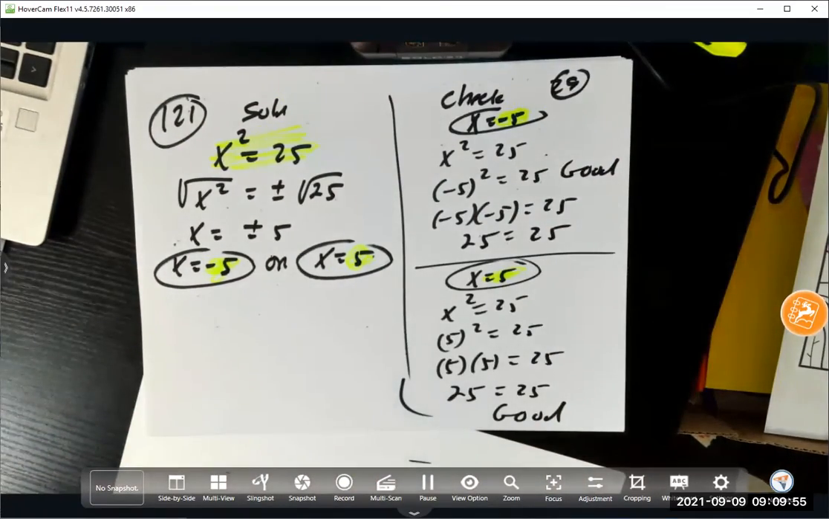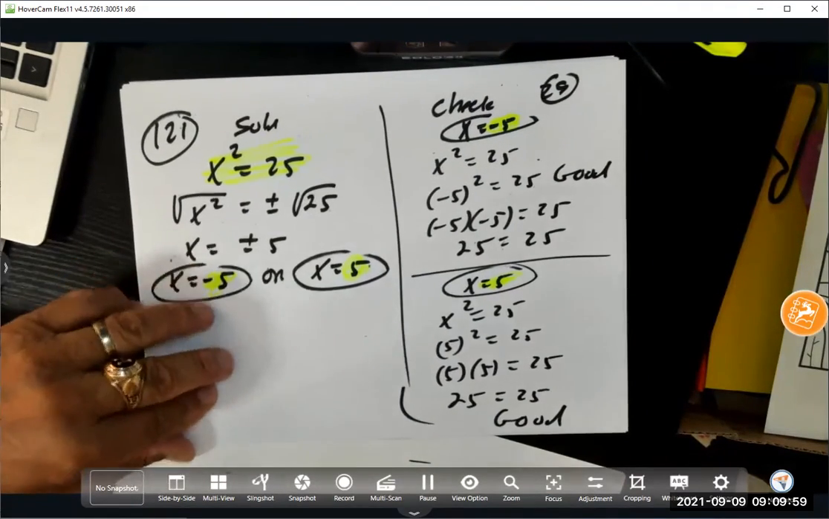Okay. So let me do it now like this. A couple more like this, and now you'll see.